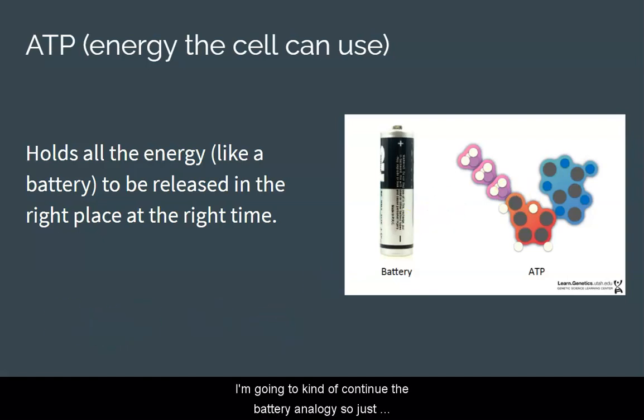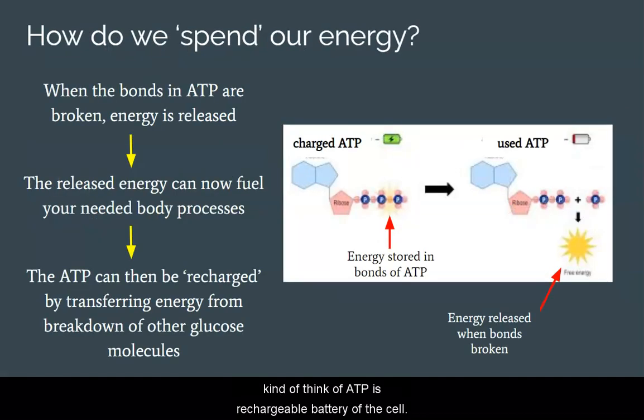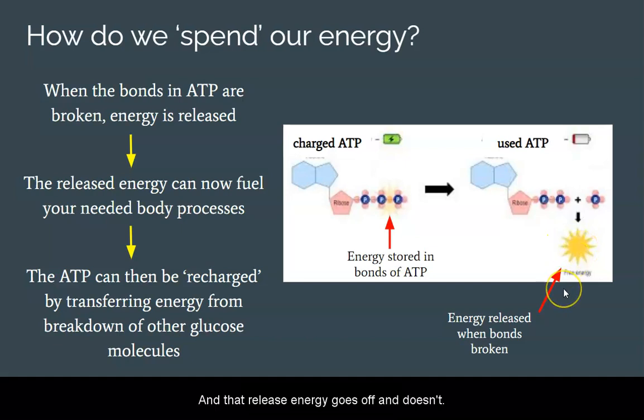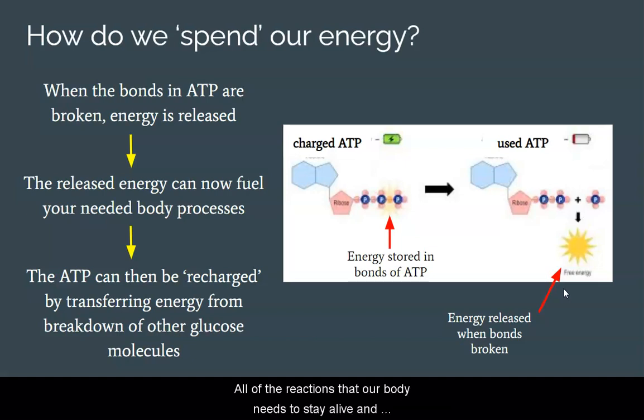But I'm going to continue the battery analogy. So just think of ATP as the rechargeable battery of the cell. The ATP is the charged version. When you start to break those bonds, then that's you using up that molecule. And every time you break some of those bonds, you release energy. And that released energy goes off and does some work. It fuels all of the reactions that our body needs to stay alive.